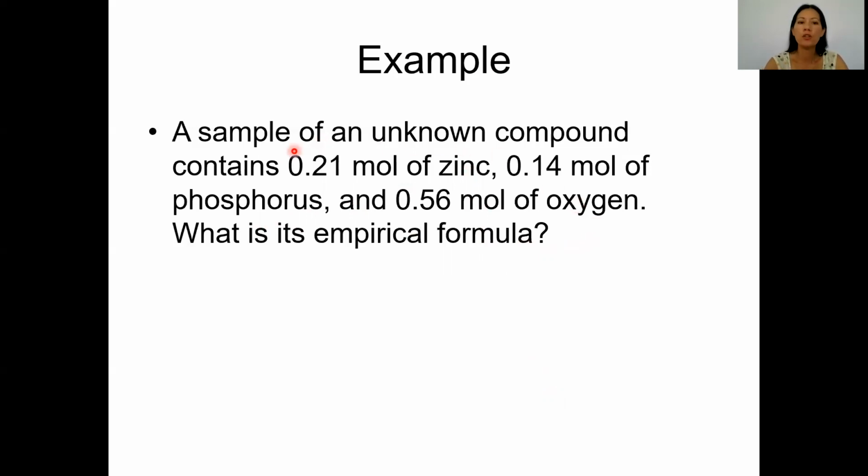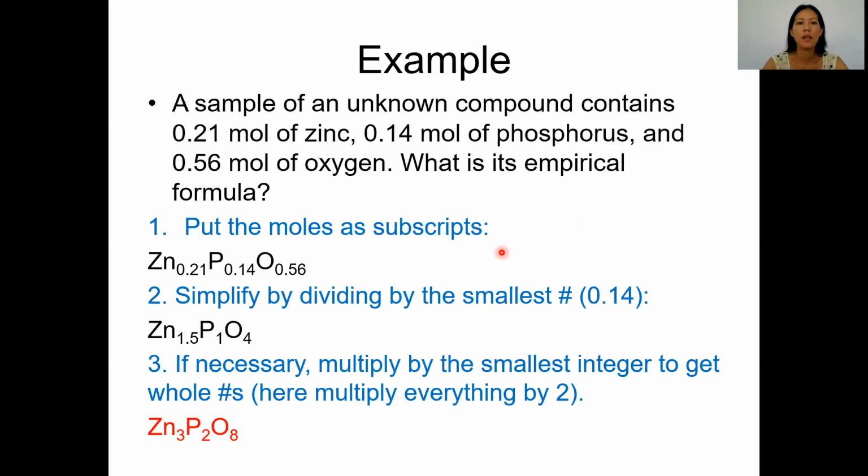So what we're going to do is, starting with this unknown compound that contains 0.21 moles of zinc, 0.14 moles of phosphorus, and 0.56 moles of oxygen, use those moles, even though they're decimals, as subscripts, and then try to convert those to whole numbers and determine its empirical formula. So let's work through this together first.